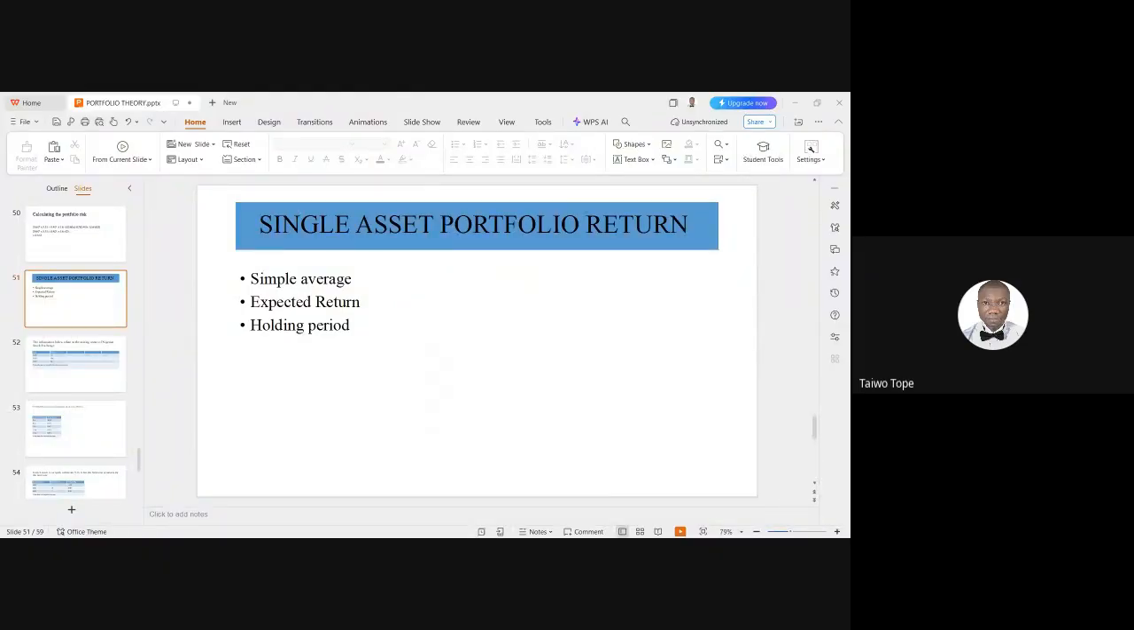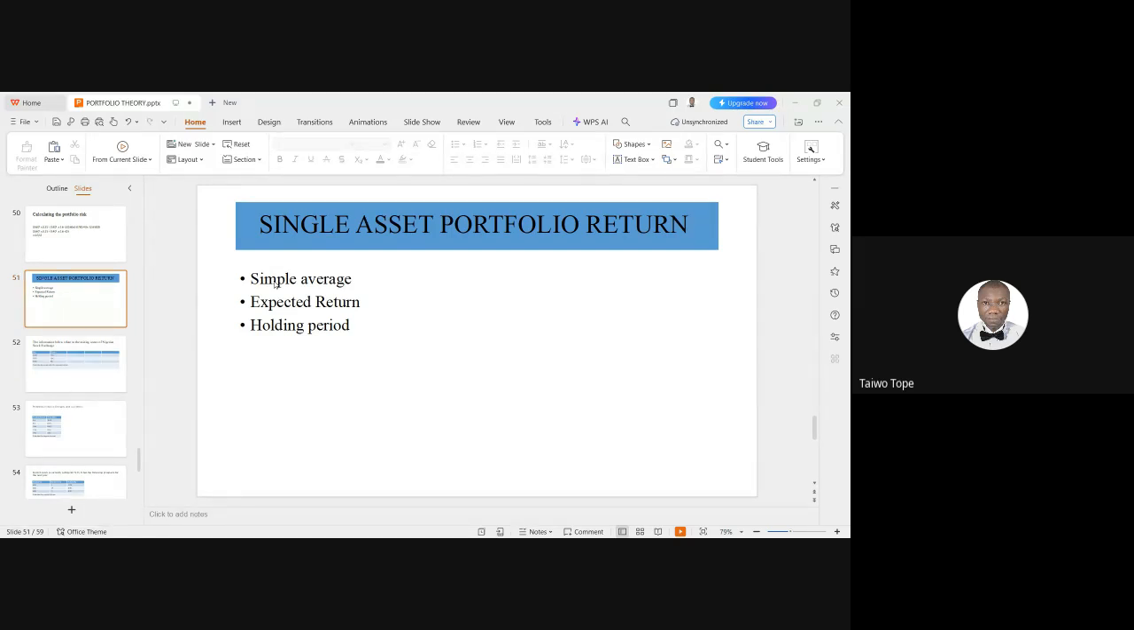So there can be a case of a single asset portfolio, and in that case, you can be asked to determine the return. Where it involves the simple average, the question will not tell you to use the simple average method, but looking at the information in the question, you should be able to know that you have to use it. Now, what is this simple average?